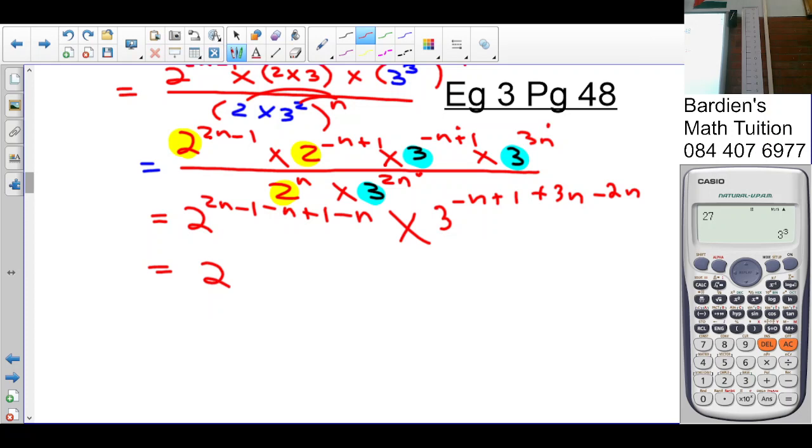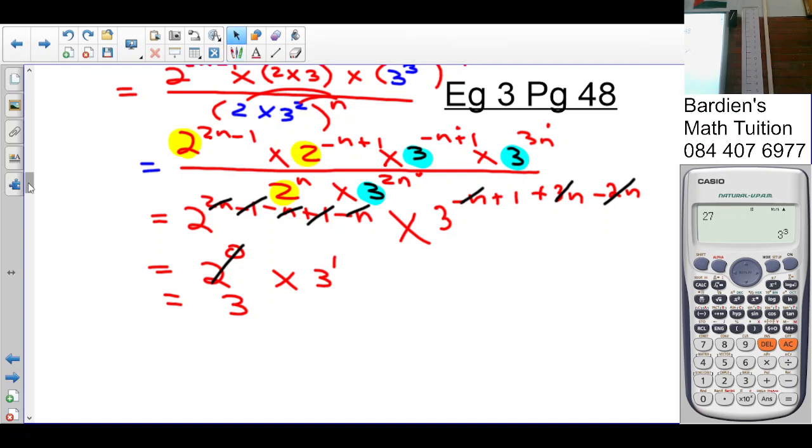So you get 2n minus n is 0. 1 minus 1 plus 1 is 0. Can we leave it as 2? No. So it will be 2 to the 1, times 3. What's minus n plus 3n? 2n. 2n minus 2n? Also cancels. So what we get? 3 to the 0. People, anything to the power 0 is 1. And 1 times 3 is? You all understand?